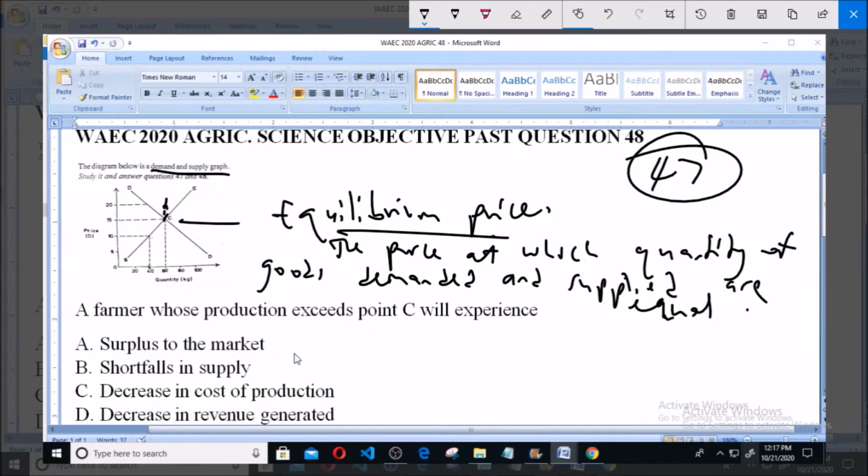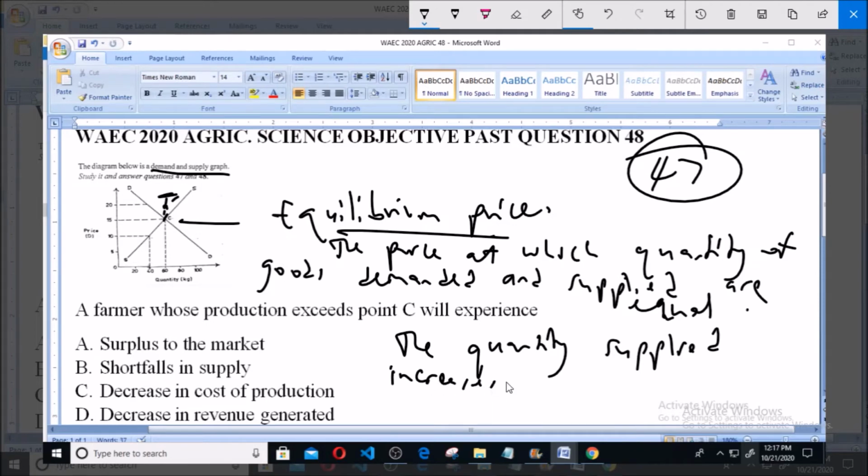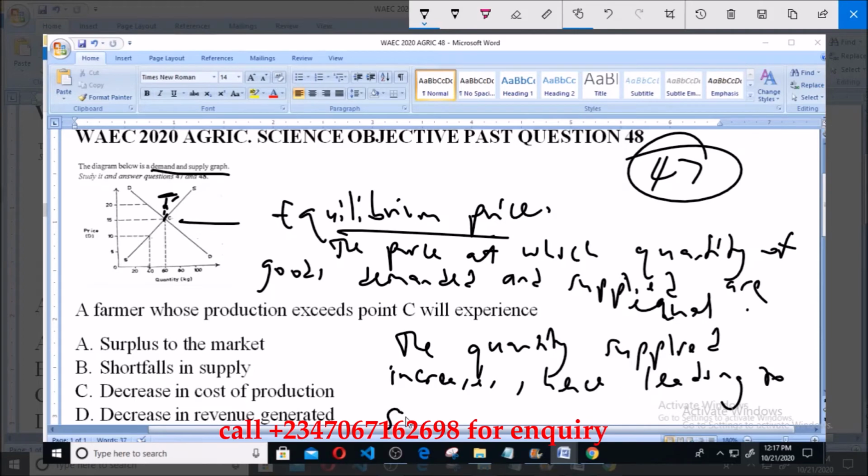Now, what happens is that any region above point C is a region in which quantity supplied increases, hence leading to surplus in the market. This is based on the fact that when quantity supplied is increased, you have more goods being supplied in the market than is being demanded.